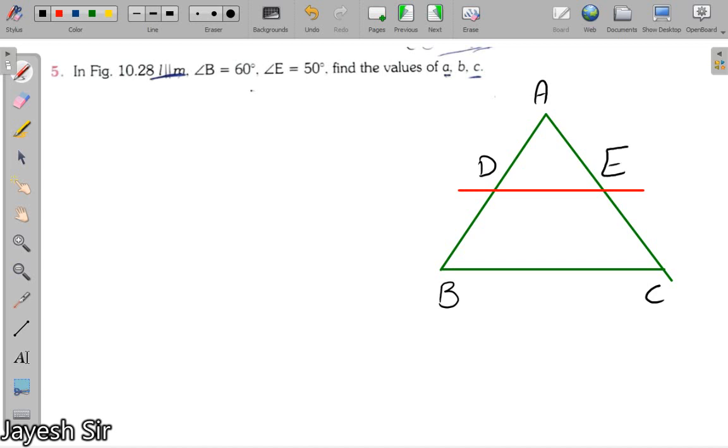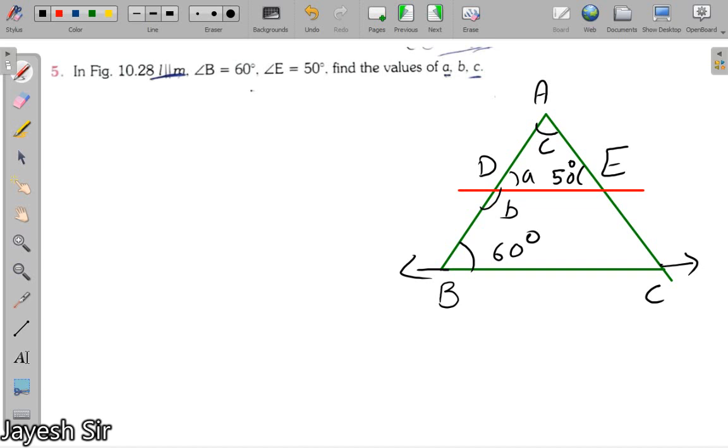These are the angles as given in the diagram. This angle is C. Here is A. Here is 50 degree. And then this here is B and 60 degree. Okay, so this is the diagram as given in your book.